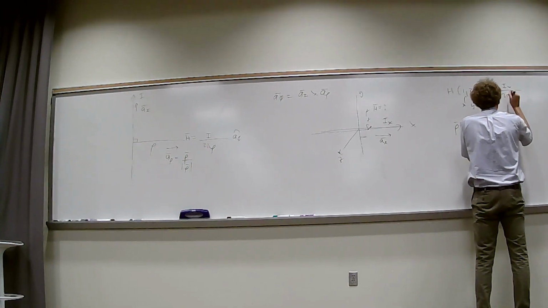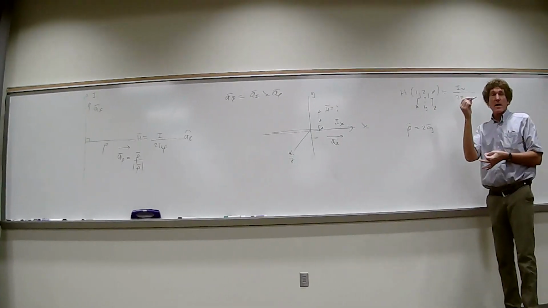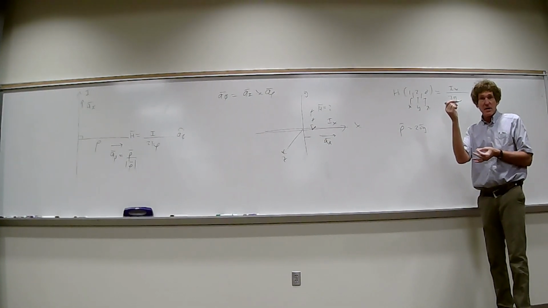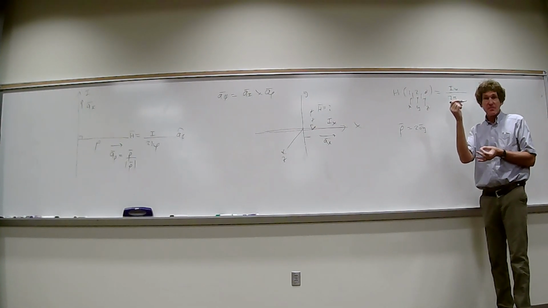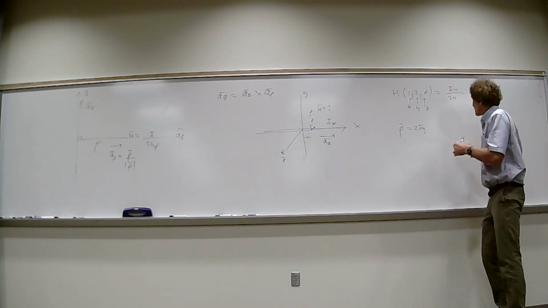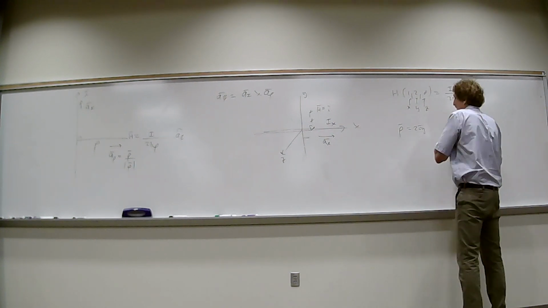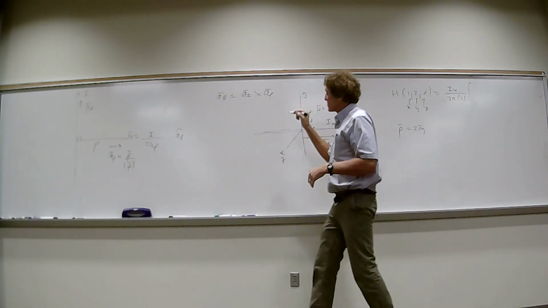Over 2 pi. What is rho? Rho's a scalar, class? How far away are we? Just answer. It's just 2, isn't it, class? How many see this? You can just take the magnitude of the vector. It's 2. So it's over 2. Now, what is a phi? We'll do it right here.